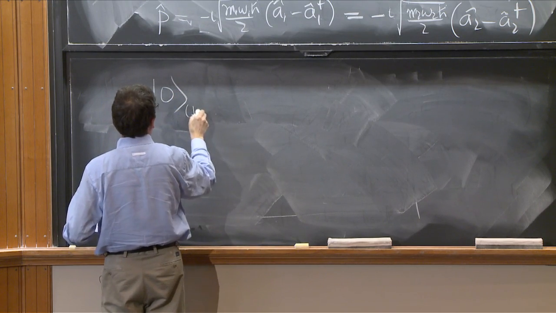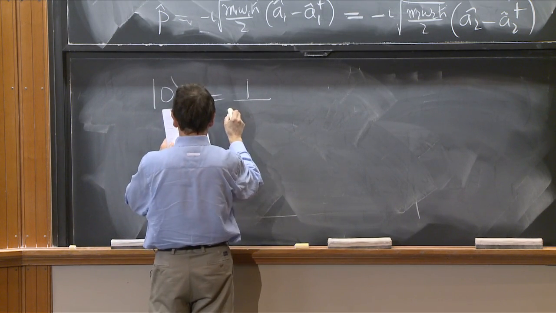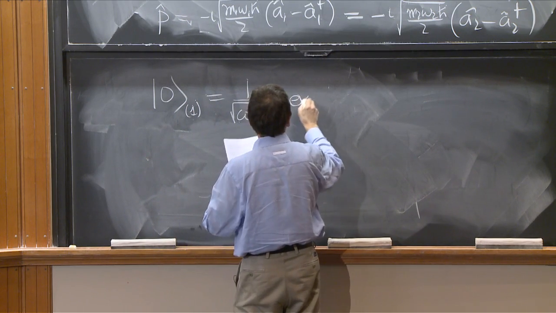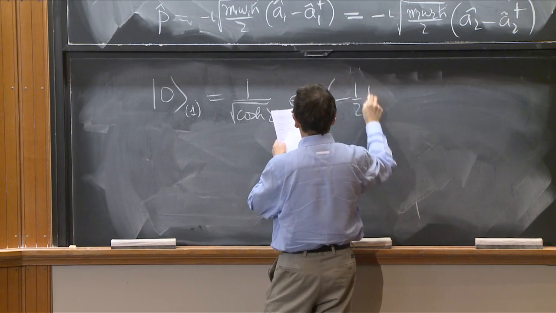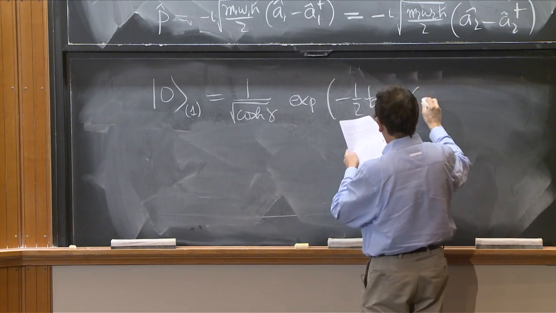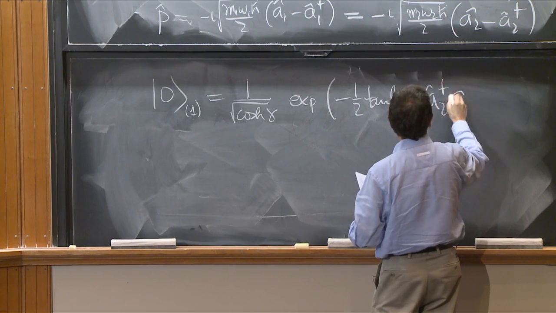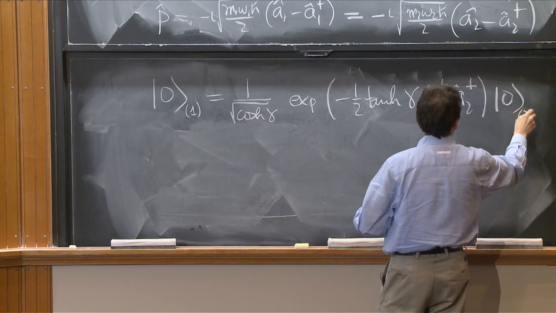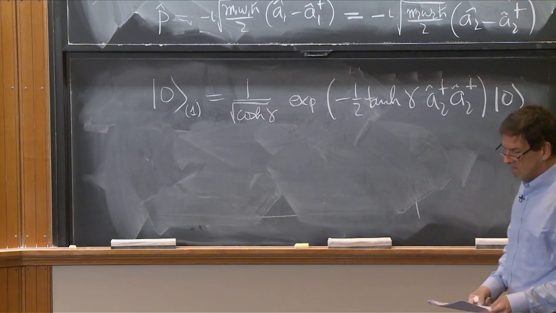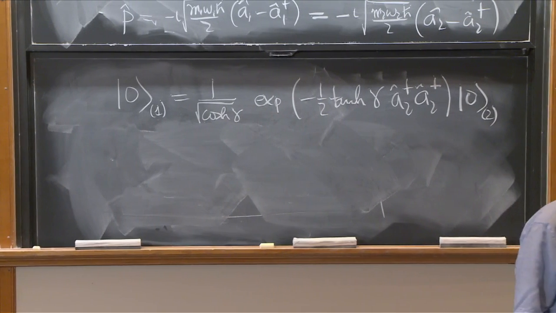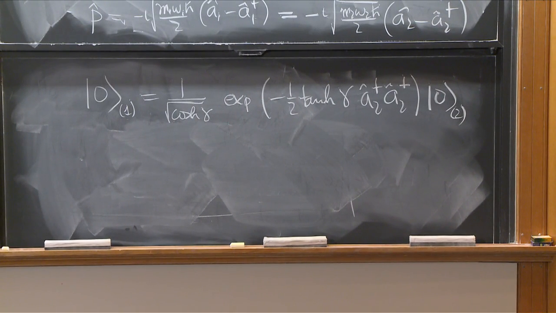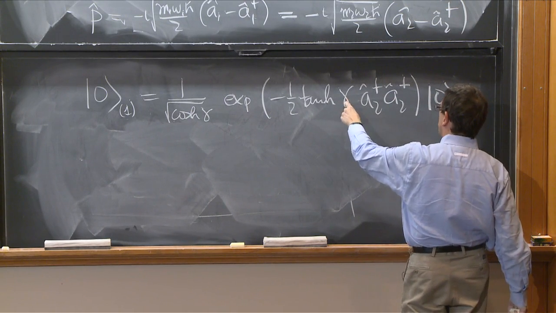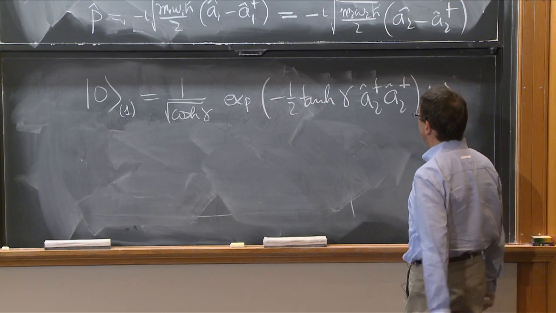0, 1 is equal to 1 over square root of cos gamma, exponential of minus 1/2 tanh gamma, A2 dagger, on the vacuum sub 2. Wow, that's it. That's a squeeze state that has been squeezed in such a way that the squeezing parameter appears here in the exponential.